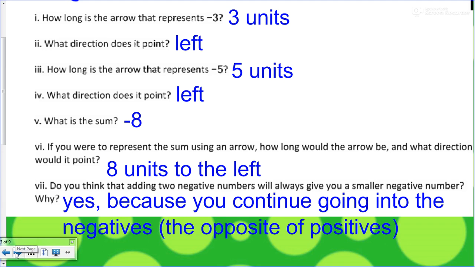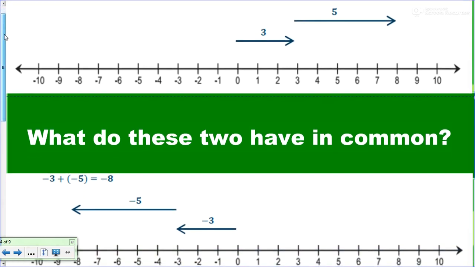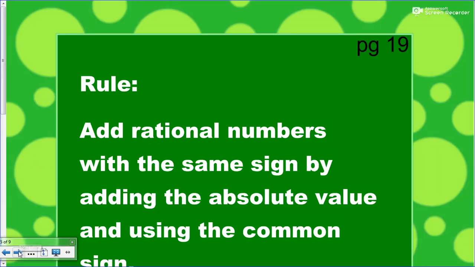So right underneath where we are here, okay, there's a question, letter C. What do these two diagrams have in common? And the diagrams are not on your paper. It just talks about both of the examples. You'll notice the arrows are the same length. 3, -3, same length arrows. 5, -5, same length arrows. The 3 and the 5 go in the same direction. The -3 and the -5 go in the same direction. Okay, that's what they have in common. We're continuing going in the same direction, which brings us to the rule right underneath that.